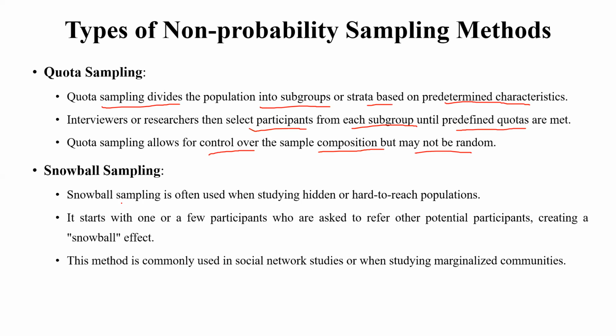Snowball sampling. Snowball sampling is often used when studying hidden or hard to reach populations. It starts with one or a few participants who are asked to refer other potential participants, creating a snowball effect. This method is commonly used in social network studies or when studying marginalized communities.